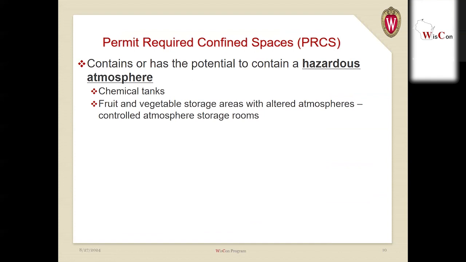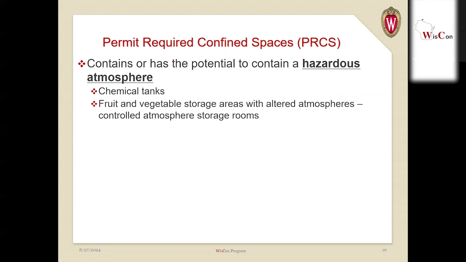And when we're thinking about those permit required confined spaces and what they contain, what we're looking for there is, do they contain or have the potential to contain a hazardous atmosphere? Some examples of that might be chemical tanks, as well as fruit and vegetable storage areas with altered atmospheres. So these would be atmospheres that are controlled in storage rooms.